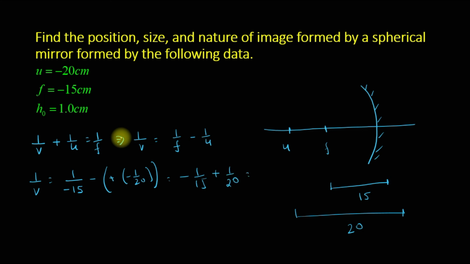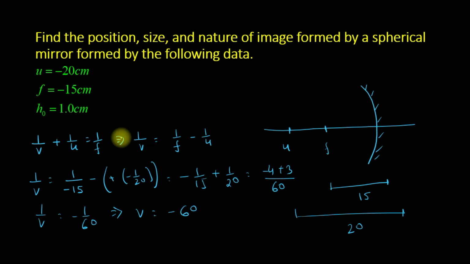Now the LCM of 15 and 20 is 60. So we have minus 4 plus 3 over 60, so minus 1 over 60. So 1 over v is equal to minus 1 over 60. So v is equal to minus 60. So the image distance is minus 60.